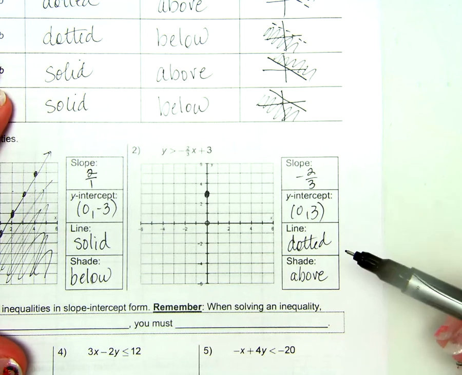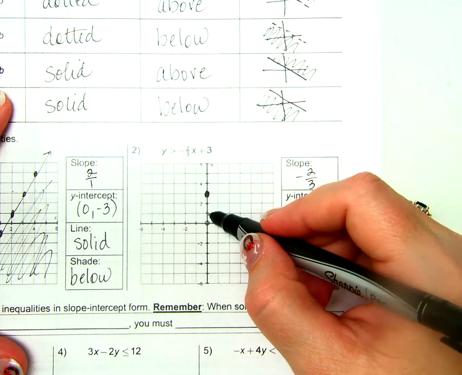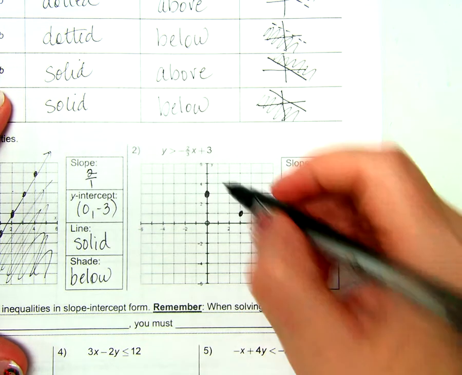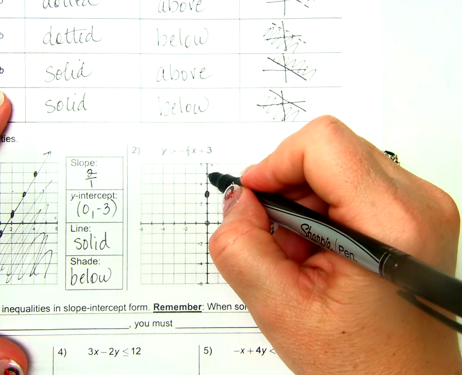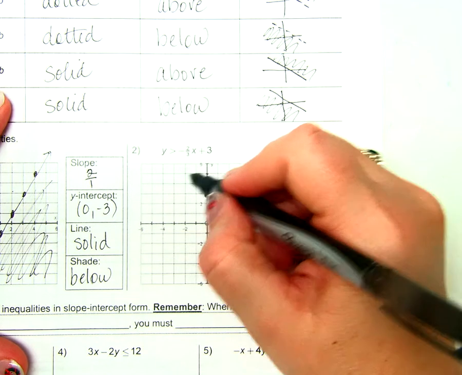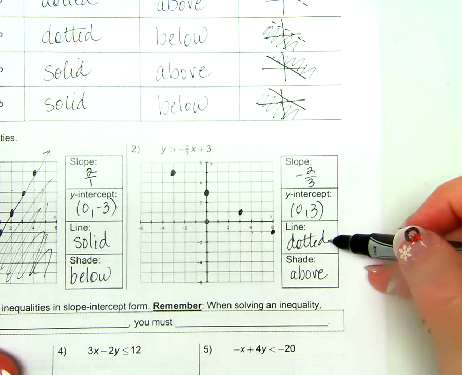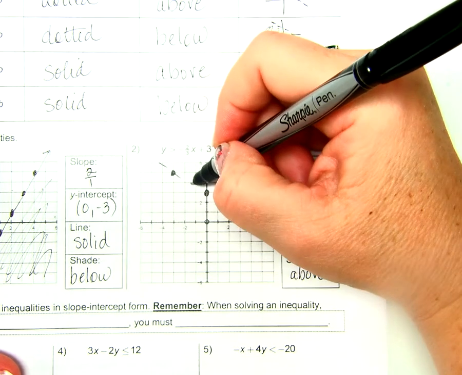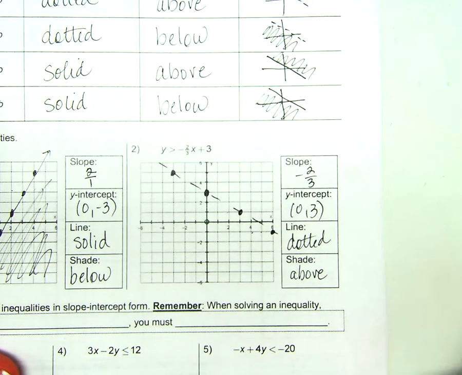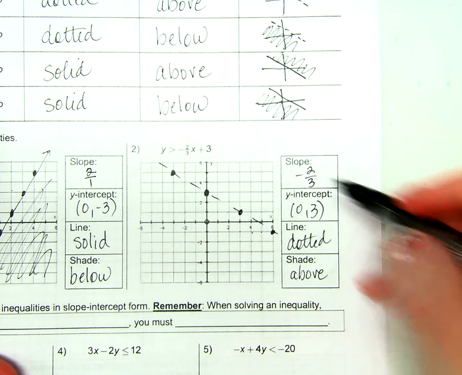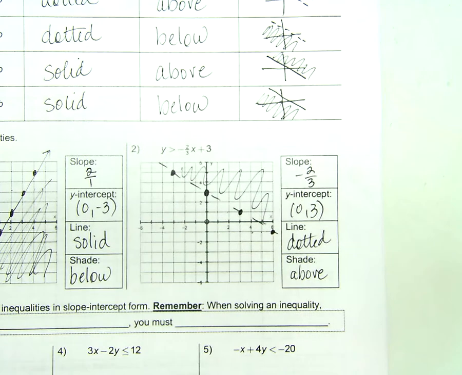And then fall 2, run 3. Fall 2, run 3. Or can I rise 2 if I run backwards 3, right? And we already said that this is a dotted line, right? And I have to shade above? Yes, ma'am. Absolutely.